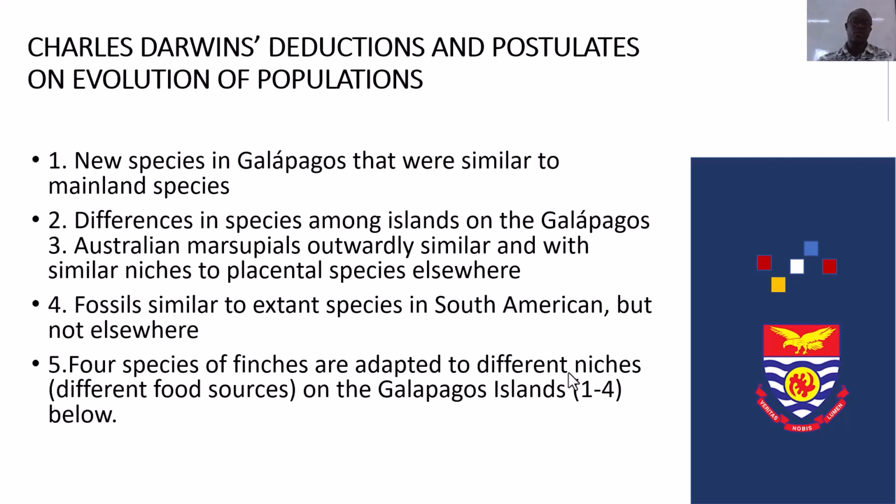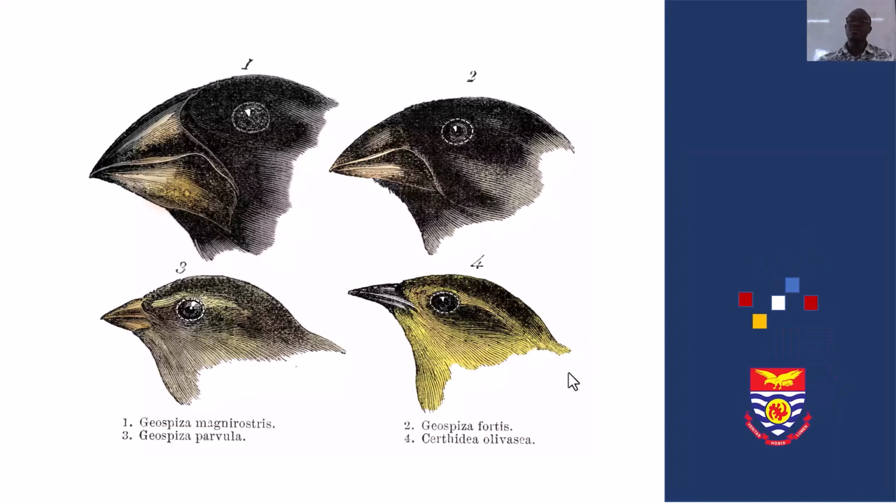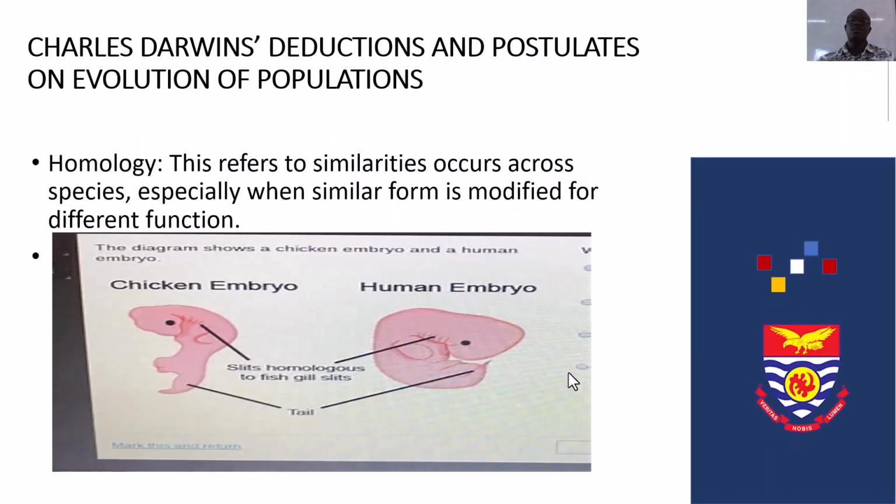That's 1 to 4 below. So you have 1, Geospiza magnirostris, 2, Geospiza fortis, 3, Geospiza parvula, and 4, Certhidea olivacea. These are the finches that he made known.